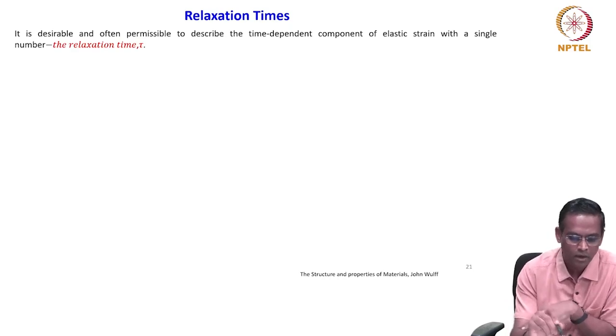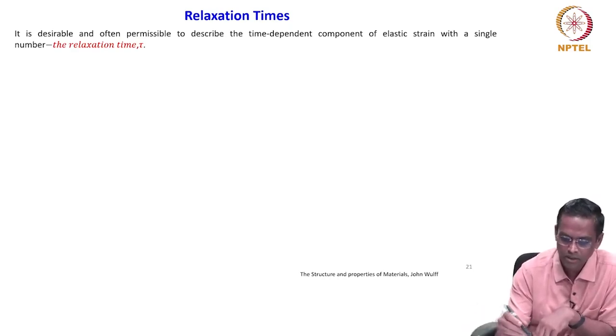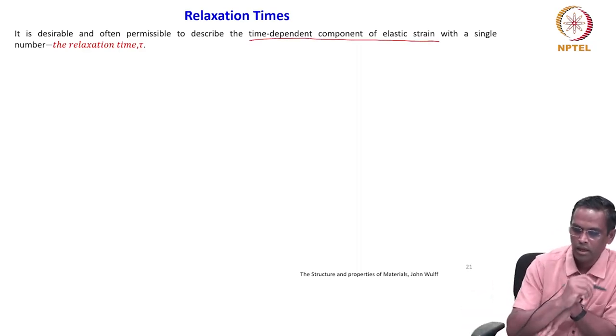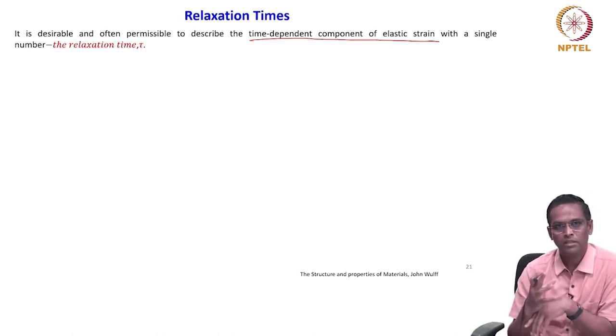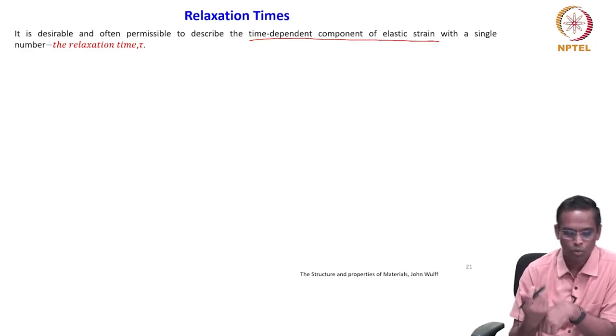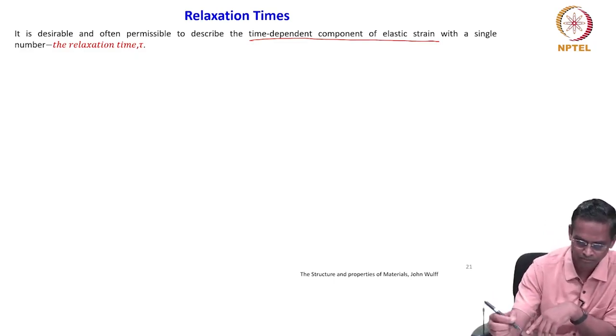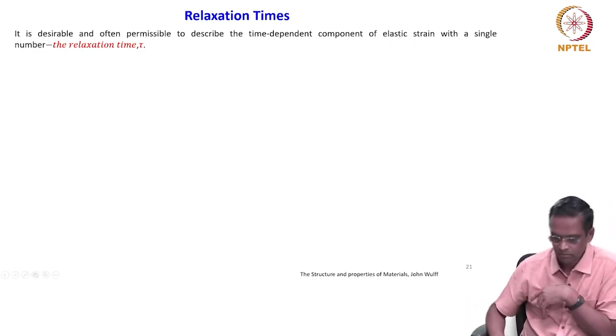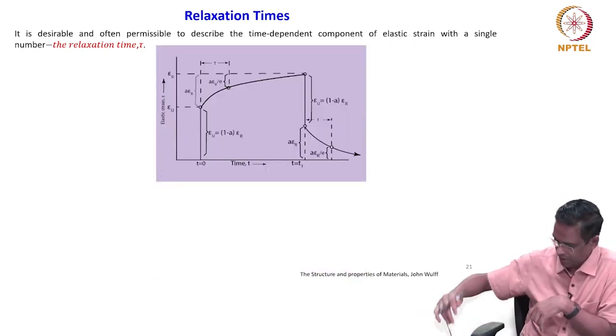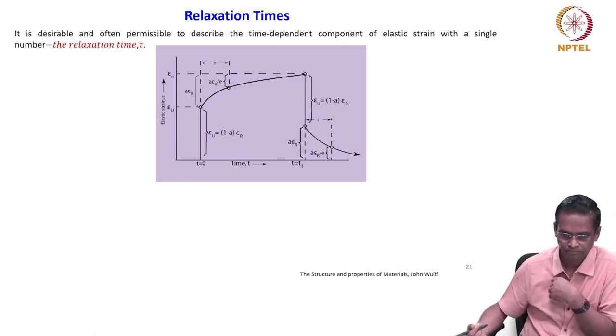It is desirable and often permissible to describe the time dependent component of elastic strain with a single number. We would like to give some number for this quantity, relaxation time. It is designated as tau. So, how do we understand this concept?